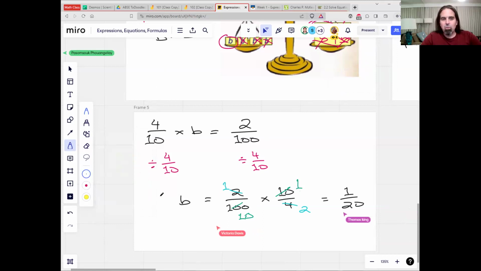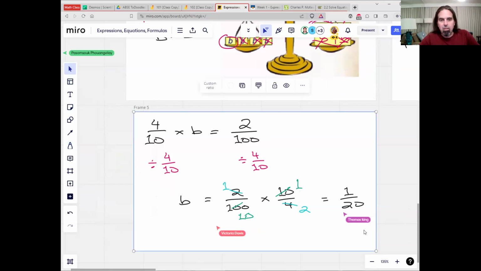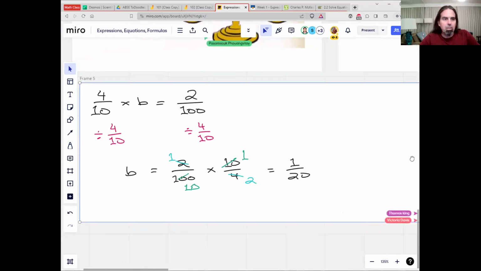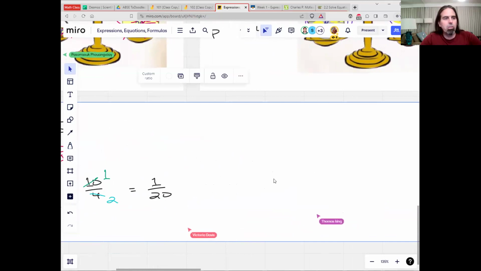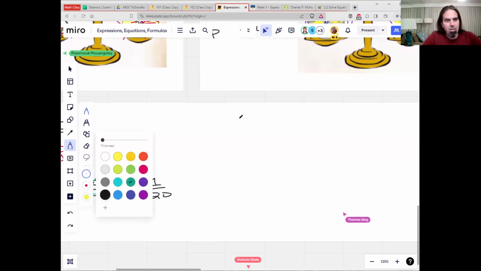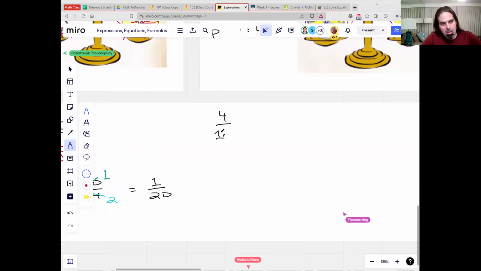That was kind of ugly though. I don't like doing fraction math if I don't have to. So I could do exactly the same thing a different way. I could take the same problem. 4/10 times b is 2/100. And I'm going to clean it up before I get started. What happens if I just do a times 10 on both sides?